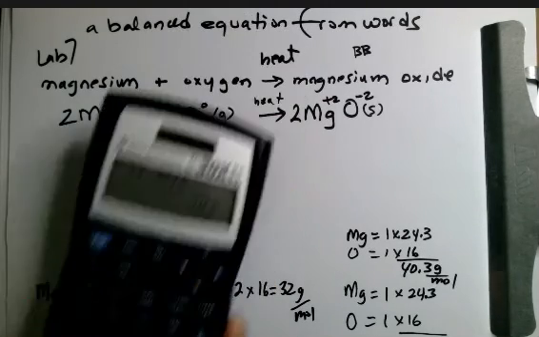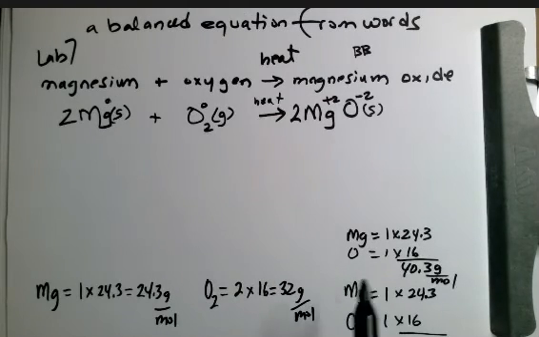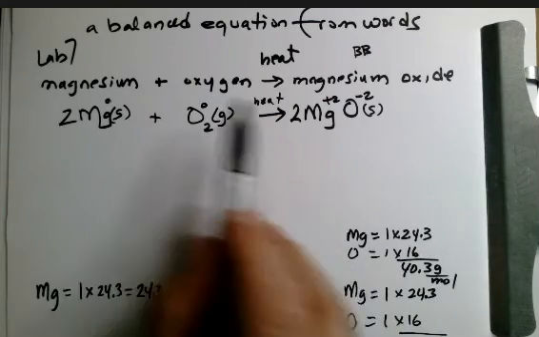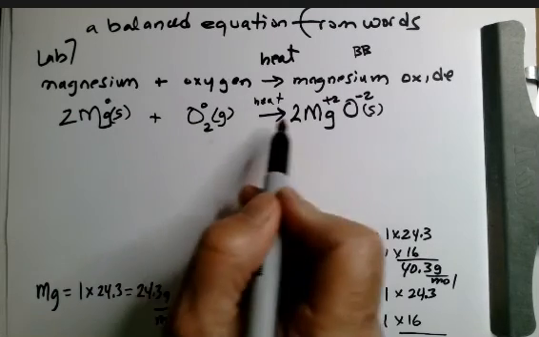There you go. That's calculating the individual formula masses of each one of these compounds before we apply the coefficients. Coefficient is this number in the front.